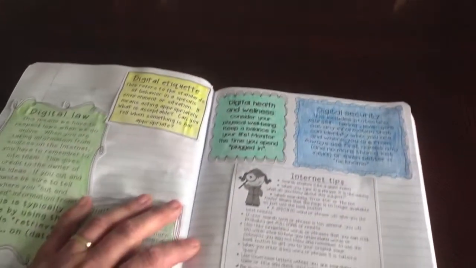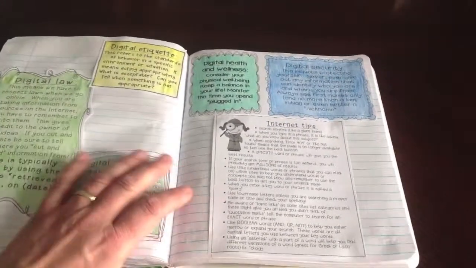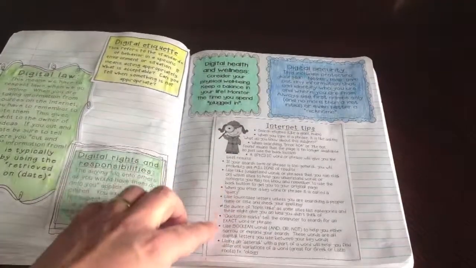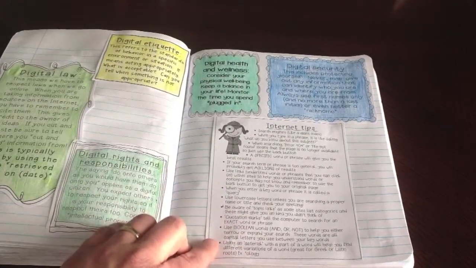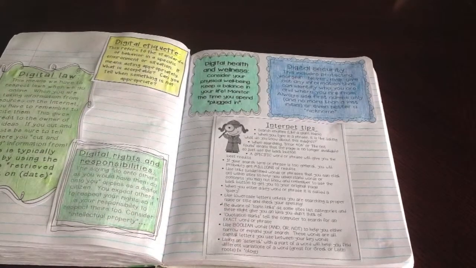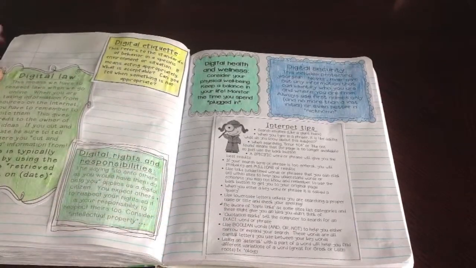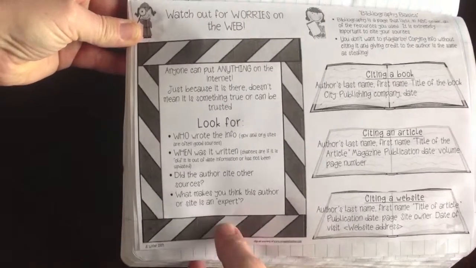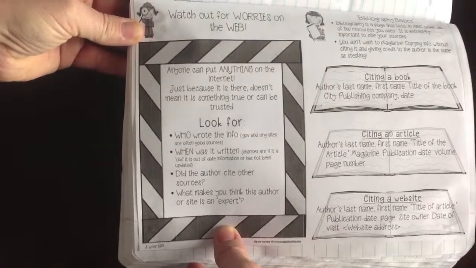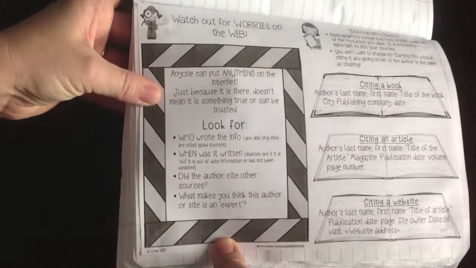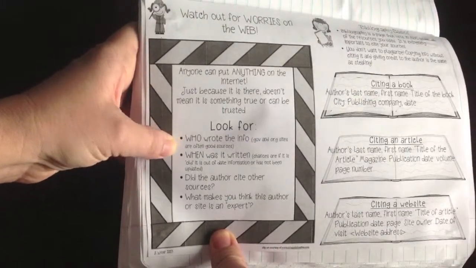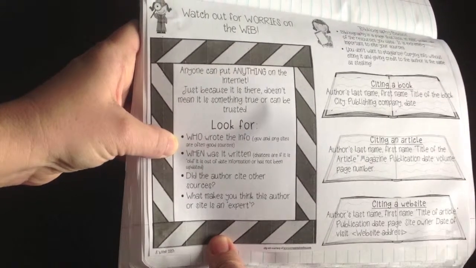Now, as we move forward with doing some research and using digital sources, this is a list of internet tips for you to help you with your searching. Take time to note some of these tips because it will save you a lot of time later. And then finally, watch out for worries on the web. Anyone can put something on the internet, so just because you find it, it doesn't mean it's true or it can be trusted. If you find a site, look for who wrote the info. Often at the bottom you'll get the information.